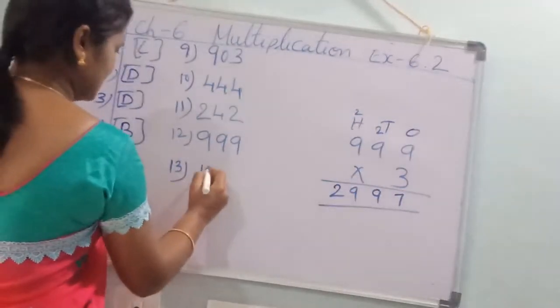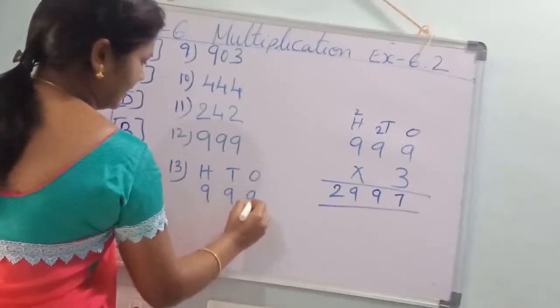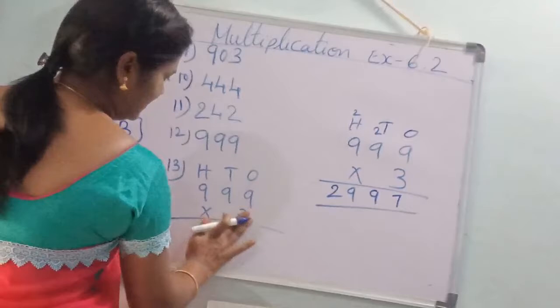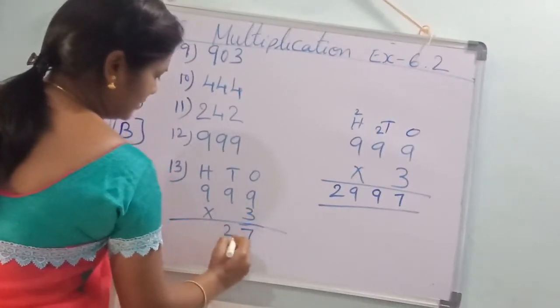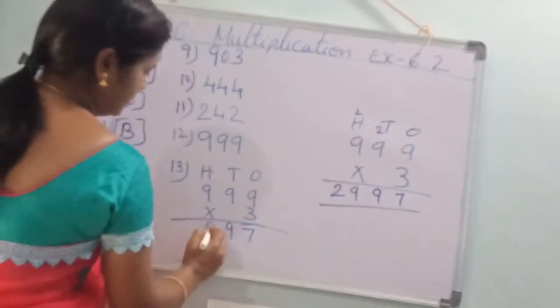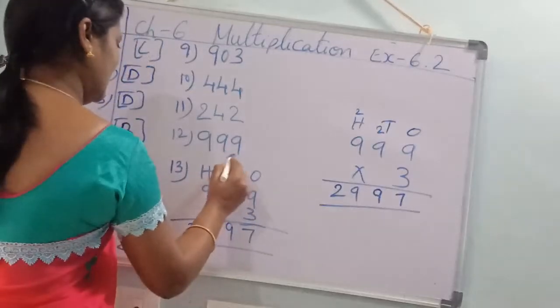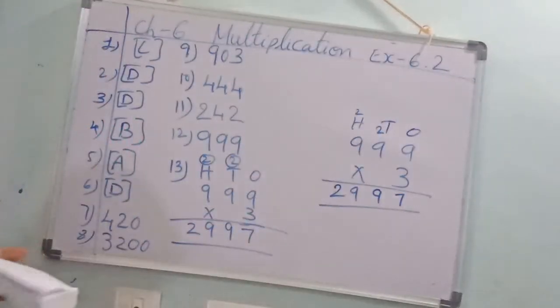You should write like this. Ones, tens, hundreds. 999 into 3. What is that answer? See? 2,997. Okay. Next.